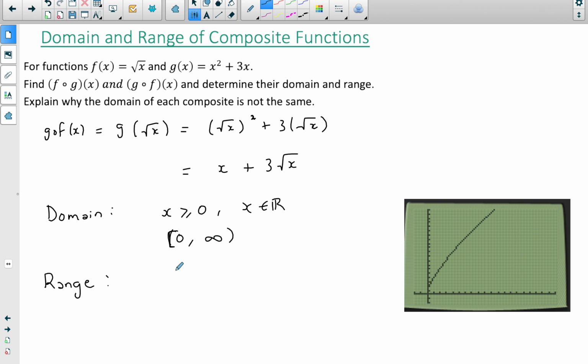Now, what about the range? It's much easier to see the range from a graph. As you can see, it starts from 0 and then goes all the way up.